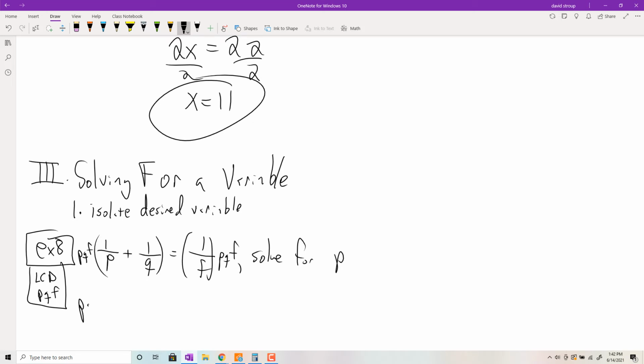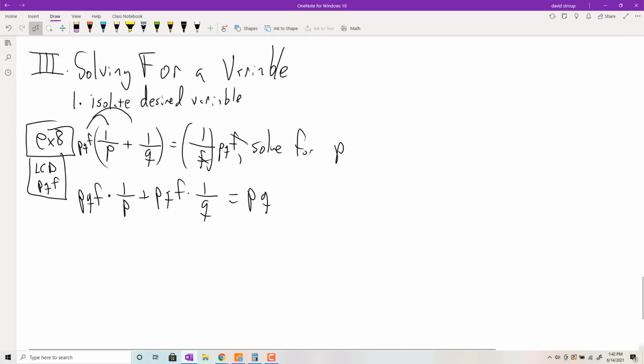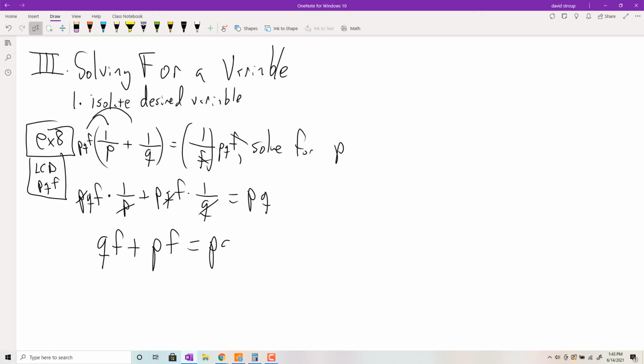Okay, so on the left, I'm going to write it out again. I know in the previous section I didn't write out my distributions, and I was worried about that, so I just want to do that for the sake of completion in this video. On the right, clearly we can remove the factors of f, and you just get PQ. Okay, so let's simplify now. PQF times 1 over p, the p's will cancel out, leaving you with QF. PQF times 1 over q, the q's will cancel out, and you'll just be left with PF. And then on the right side, you just have the PQ.